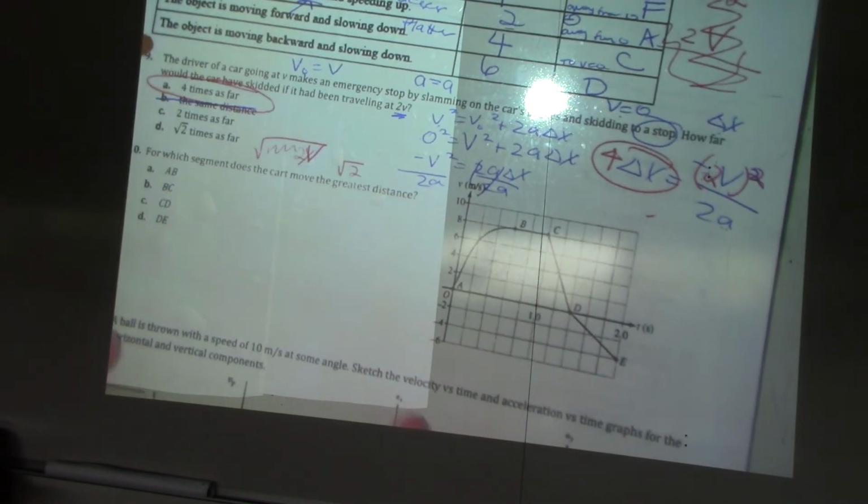The greatest distance. So for a velocity versus time graph, distance is just your area under the curve. So I'm going to break these up.